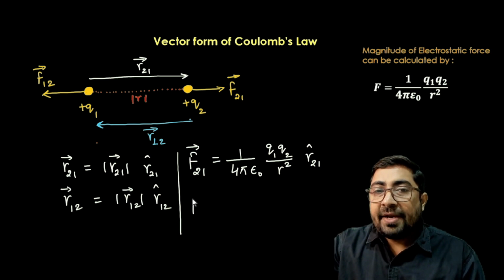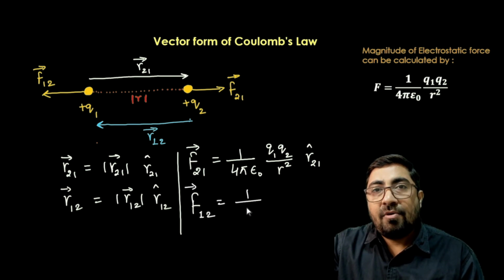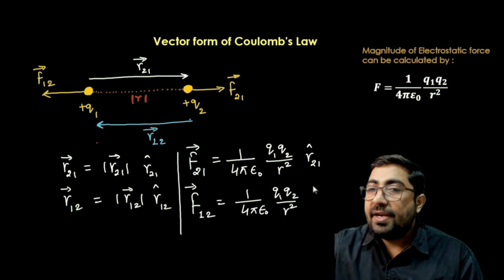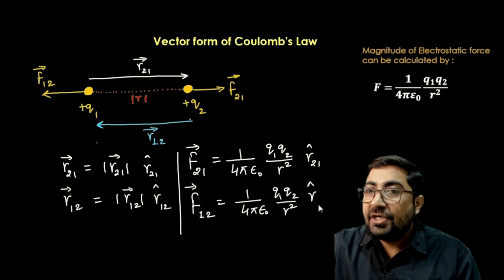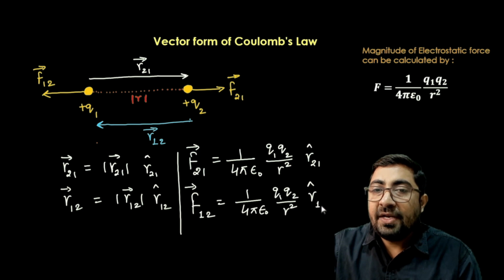Similarly, I can write here that force F12 is equal to 1 upon 4 pi epsilon naught q1 q2 upon r square, times the unit vector r cap. And now what is the direction? Obviously you know that it is 12.